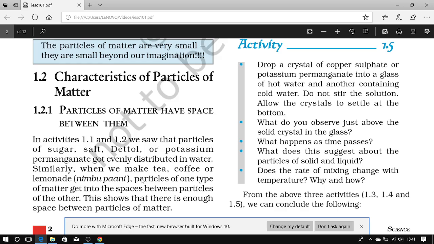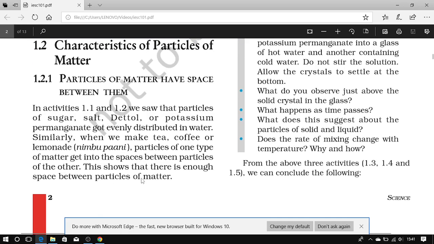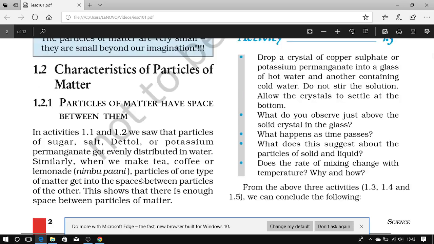Characteristics of particles of matter. Particles of matter have space between them. Let's start. We recall in activities 1.1 and 1.2 we saw that particles of sugar, salt, Dettol or potassium permanganate got evenly distributed in water. Similarly, when we make tea, coffee or lemon nimbu pani, particles of one type of matter go into the space between particles of the other. This shows that there is enough space between particles of matter.